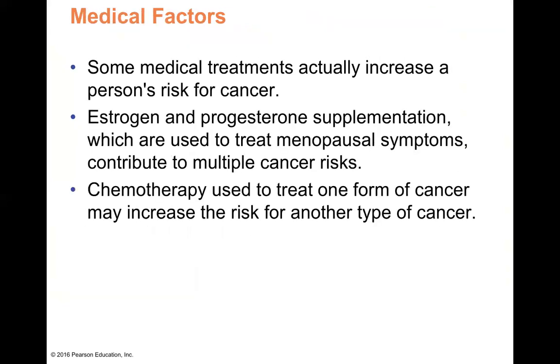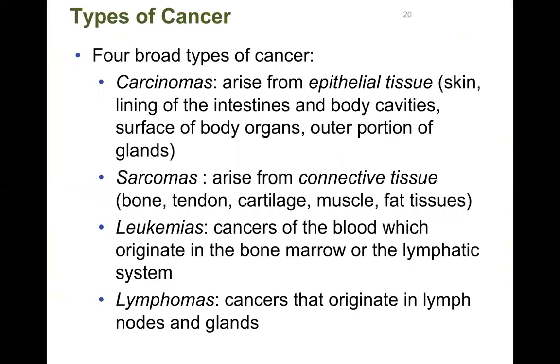There are also medical factors. We talked about hormonal replacement. And then sometimes being treated for one type of cancer may increase the risk of other types of cancers. Here are the 4 types of cancers. Carcinoma, which is with the surrounding tissue, so the lining of the intestines and body cavities, is the most common one. Sarcomas are the connective tissues like bones, tendons, cartilage, muscle, fat tissues. Leukemia is the one that's in the blood. And then lymphomas are cancers that originate in the lymph nodes and glands.